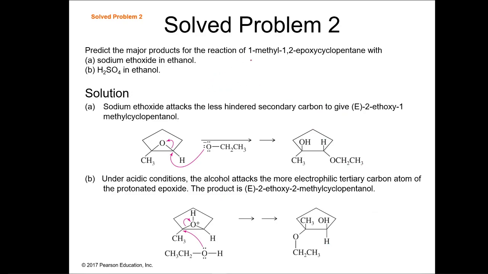Okay, predict the major products for the reaction of 1-methyl 1,2-epoxycyclopentane with sodium ethoxide and ethanol. Sorry, with ethanol and H2SO4, right? So sodium ethoxide, right, you're going to get SN2 attack of the least hindered carbon. So you're going to end up forming the anti-Markovnikov product, for lack of a better term. If you're in acidic conditions, right, you protonate that alcohol, and then your ethanol is going to attack the more substituted side. So you end up getting the Markovnikov product.